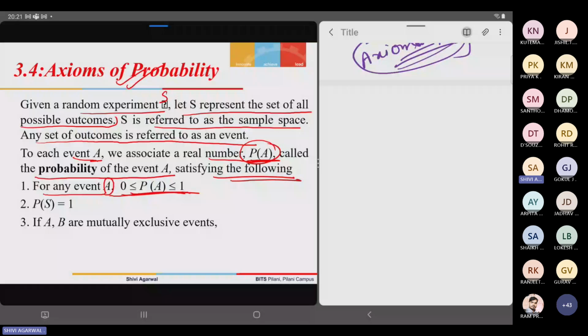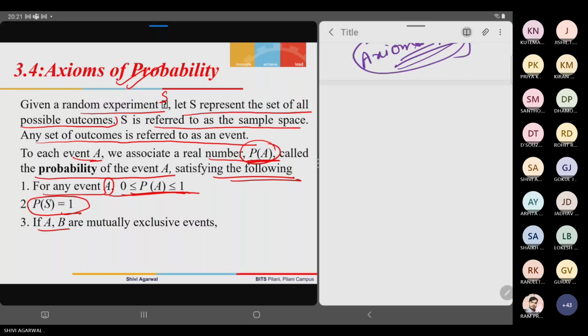It can never be a percentage, and it can never be beyond 1. So it is between 0 and 1: the probability of any event always lies between 0 and 1. The second thing is that the probability of the sample space is always 1, because we are taking all possible combinations. Favorable cases divided by all possible combinations always comes to 1.